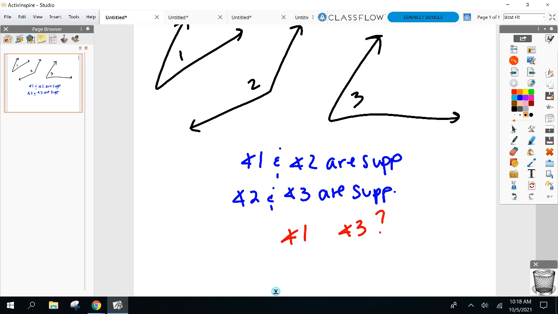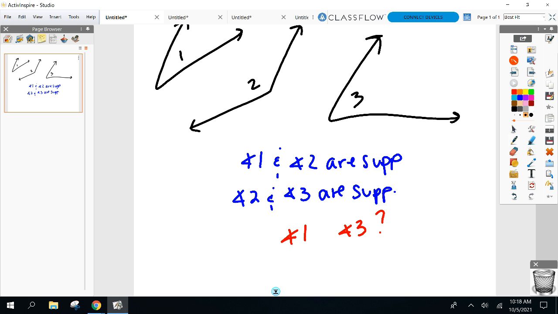They're both supplementary to angle 2. That's correct. So what should I know about each other, though? I know they're both supplementary to angle 2. I got that. All right, I want to know what kind of relationship they have. Scott? You think they're congruent? Usually I don't get that response, though.